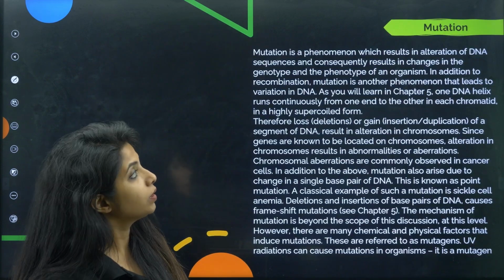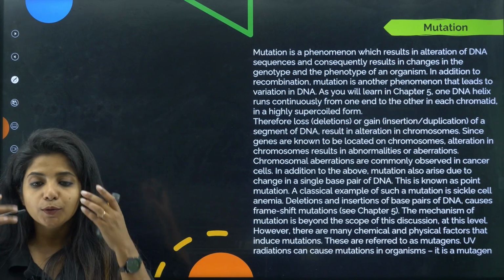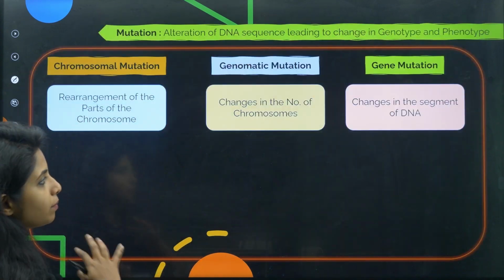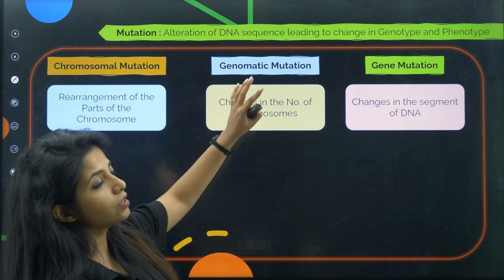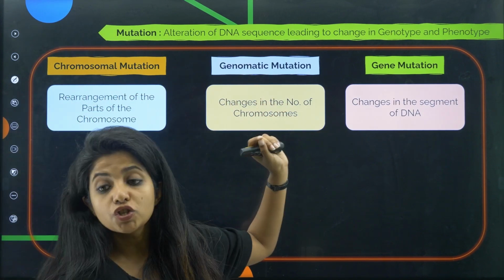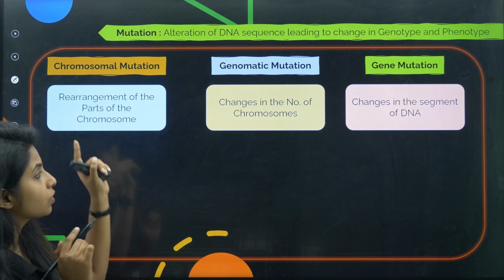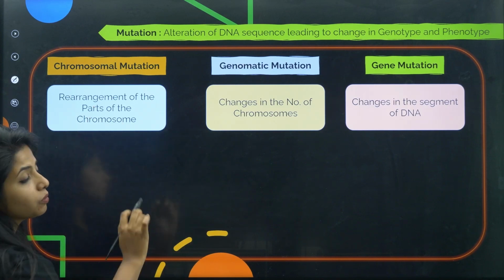Now going ahead with mutation. What do you mean by mutation? Mutations I can sum up into 3 categories. One is chromosomal mutation, another is genomic mutation, and another one is gene mutation. Basically, chromosomal mutation means rearrangement of the parts of the chromosome.